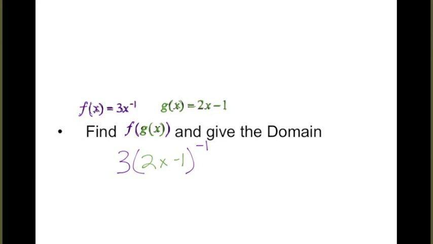Then we just need to clean this thing up a little bit by simplifying. What does a negative exponent do? Makes it into a fraction. And only the stuff in the parentheses has that negative exponent. So the 3 is going to stay on the top, but the stuff in those parentheses is going to go down to the bottom.